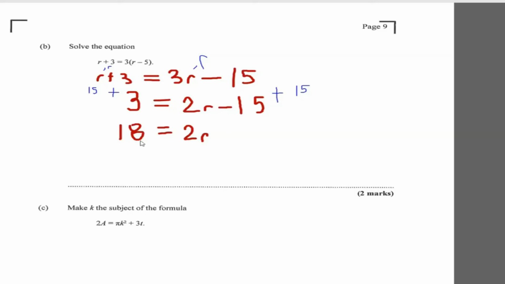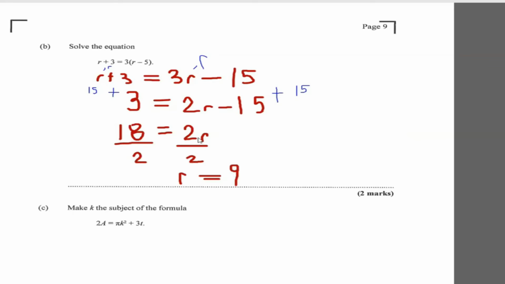And so what we do then is divide both sides by 2. 2 over 2 cancels. And so r is equal to 18 over 2, which is 9. So that gives us the solution for r.